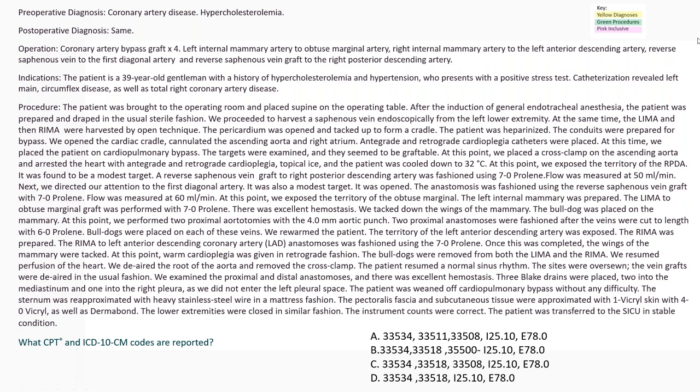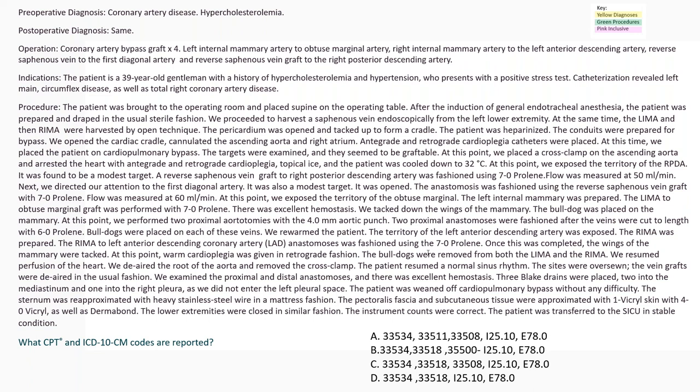All right, Coders. So what CPT and ICD-10-CM codes are reported? A, 33534, 33511, 33508, I25.10, E78.0. B, 33534, 33518, 35500, I25.10, E78.0. C, 33534, 33518, 33508, I25.10, E78.0. Or D, 33534, 33518, I25.10, E78.0.